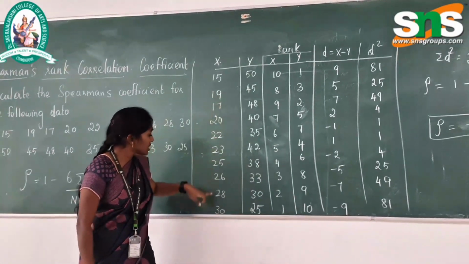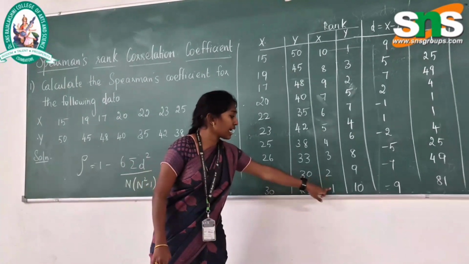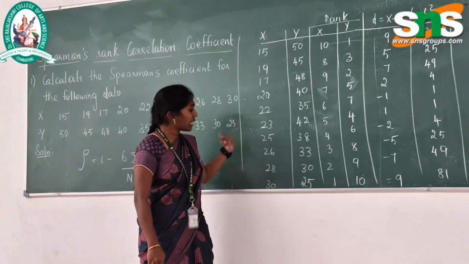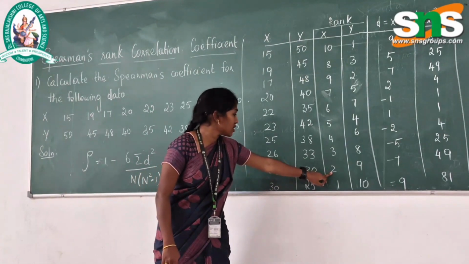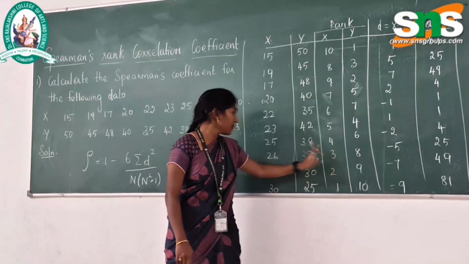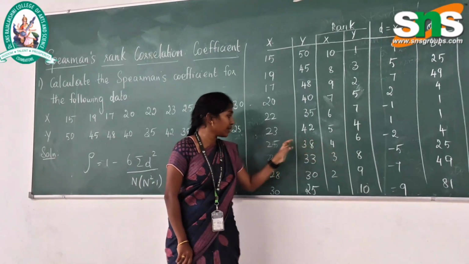So we have to find which is the greatest number. Here the greatest number is 30. So I am going to give the rank as 1 for the number 30. And next I am going to find which is the second greatest number. So the second greatest number is 28. So I am going to give the rank as 2. And the third greatest number is 26. So the rank for 26 is 3. And the next greatest number is 25. So I am going to give the rank 4 for the number 25.